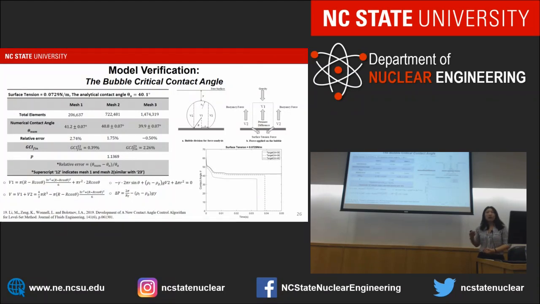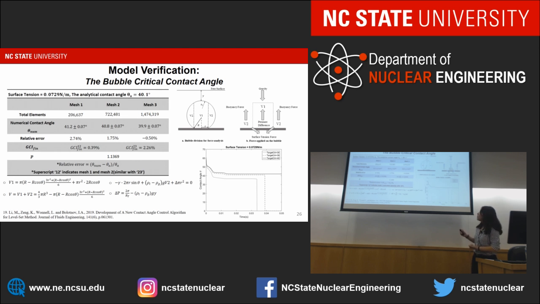And after implementing these models, we perform the model verifications as well. The first thing we test is the critical contact angle. Imagine a bubble is sitting on the wall, and we perform a force balance analysis on this. As this contact angle changes, there's a critical point where we'll keep the bubble on the wall, where any value smaller than that will cause a departure from the wall. And this is the value we want to compare in this test.